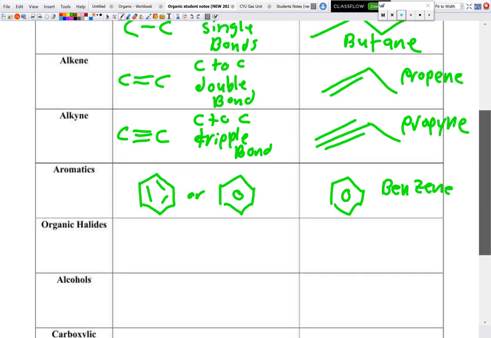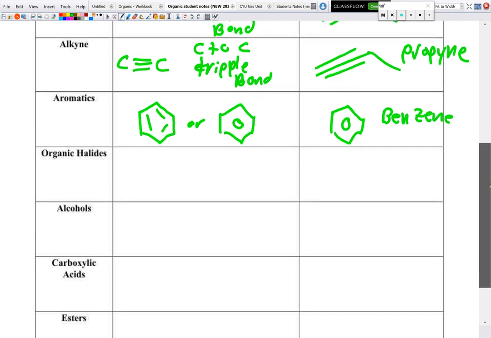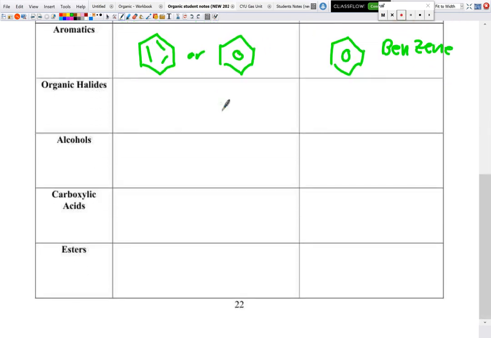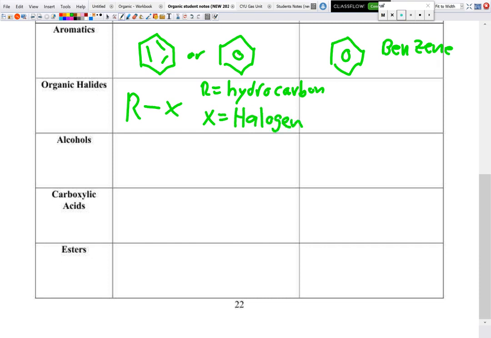Now next we're going to get into our organic halides. And of course our other types of families here, we have organic halides, alcohols, carboxylic acids, and esters. So what an organic halide is, the general formula looks like this, where R is equal to a hydrocarbon and X is equal to a halogen.